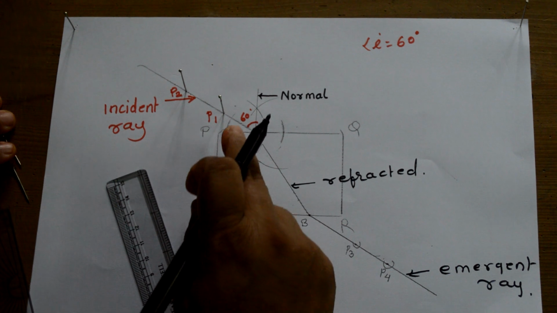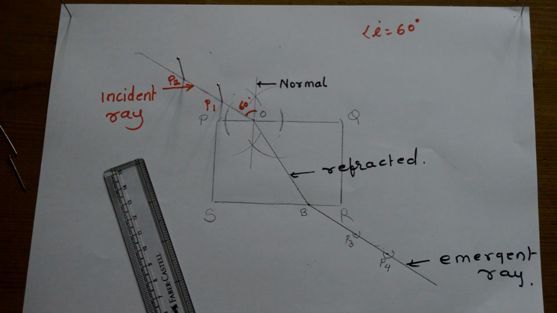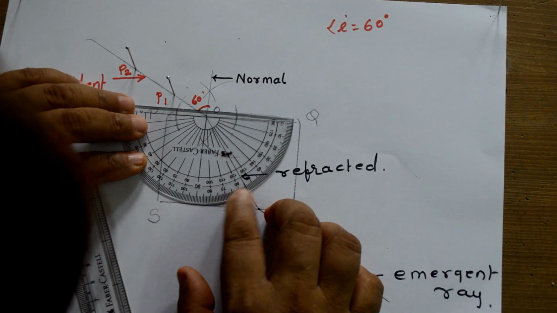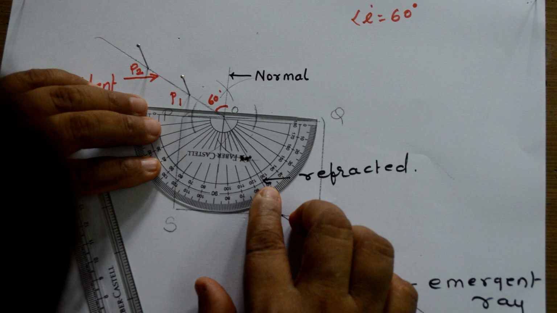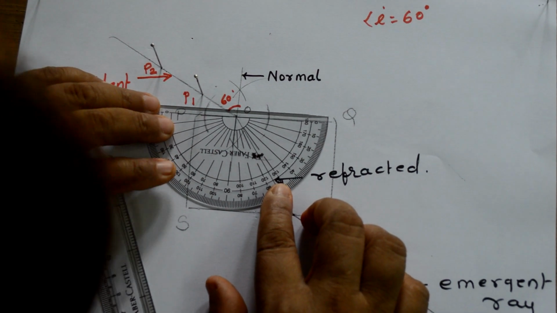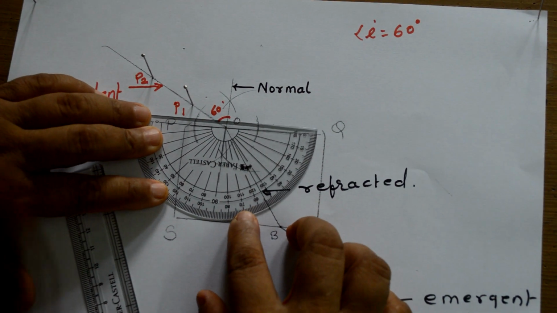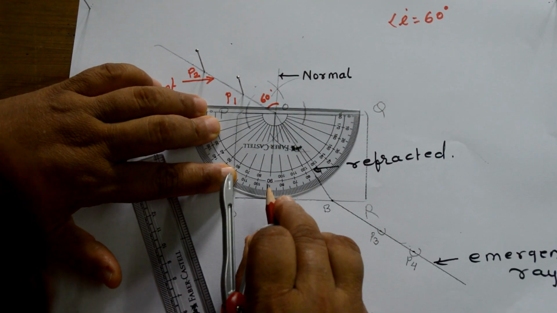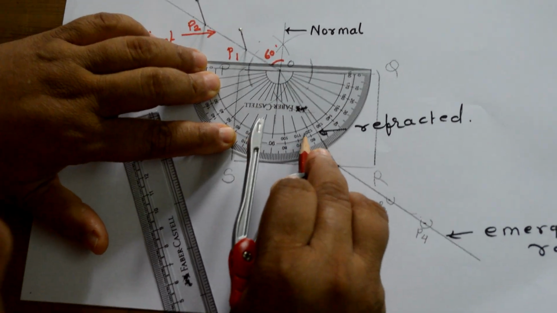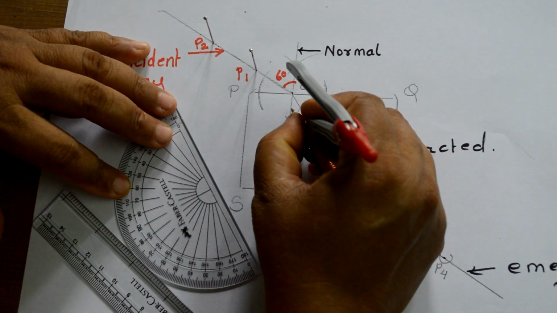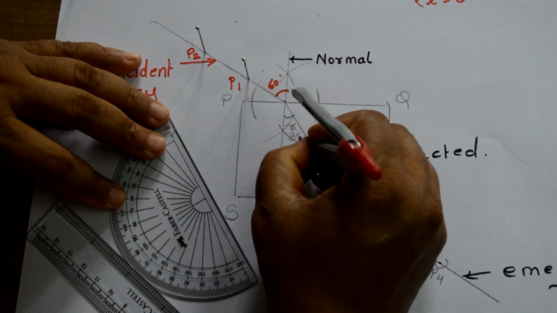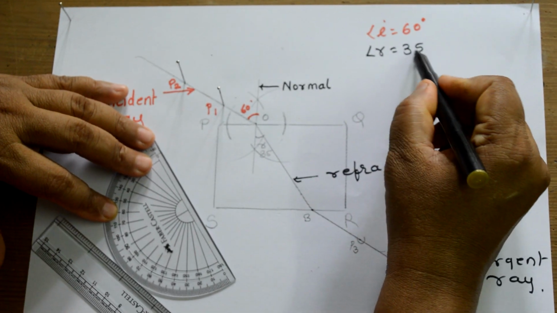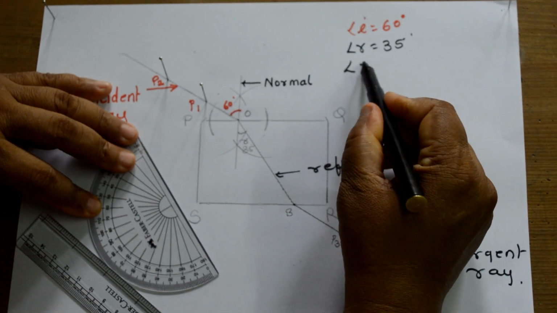Now we will be measuring the angle of refraction. The angle of refraction is 35 degree. So you can see children 10, 20, 30 and 35 degree. So angle of refraction is 35 degree. Let us measure the angle of emergent.